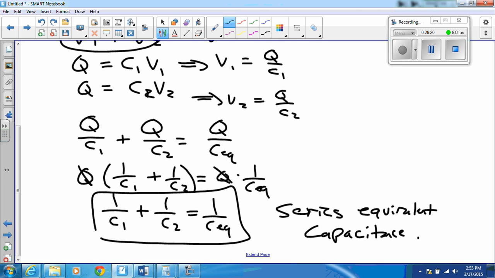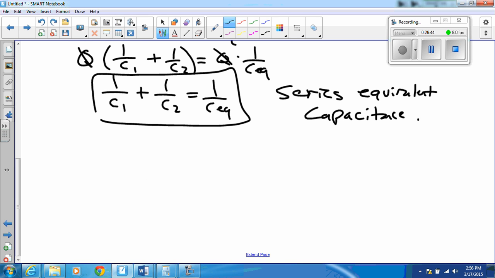Now, some things to know about this. First of all, naive and poorly prepared algebra students will say, oh, I can just go through and flip every term, so CEQ equals C1 plus C2. No, wrong. To combine those on the left-hand side, you need a common denominator, right? At least common multiple of the C1 and the C2.